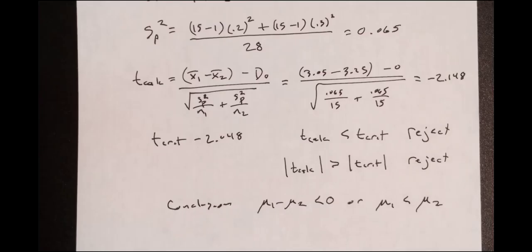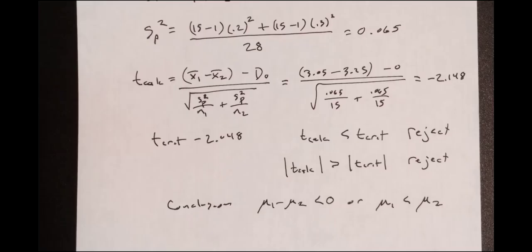Now, there is another way I can decide on accept or reject. Does anybody remember what that method is for the z-tests that we did last week? Or the one sample t-tests that we did last week?